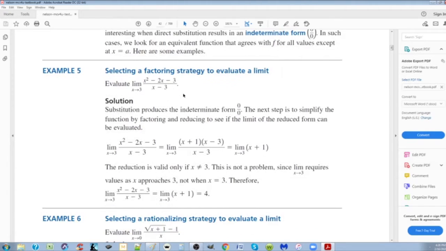And then they're going to teach you strategies. For instance, this one, we can't solve it when x is 3. There's no way we can just put x in. This is an example of substitution not working. So you're going to learn that when you can't substitute, look at factoring strategies.